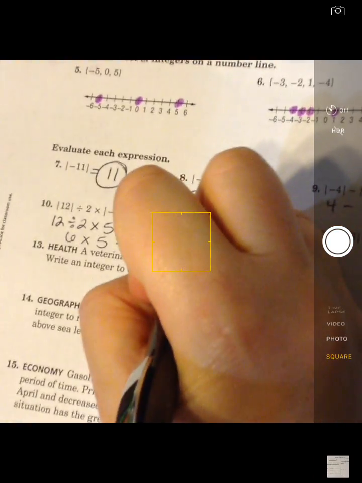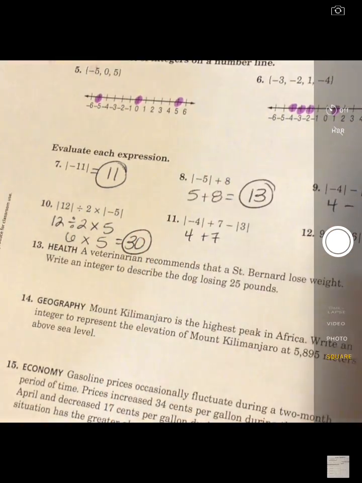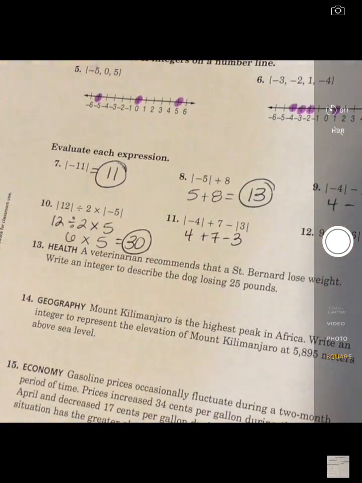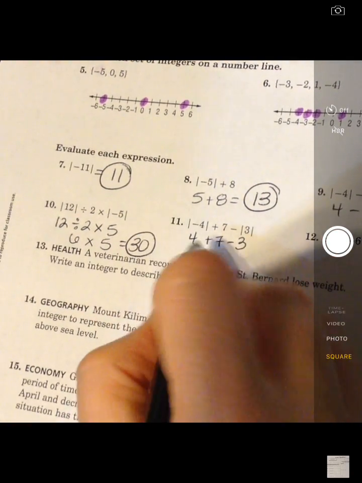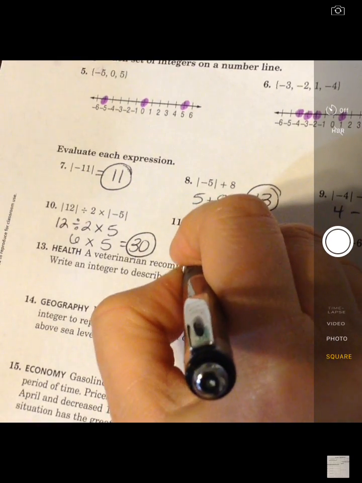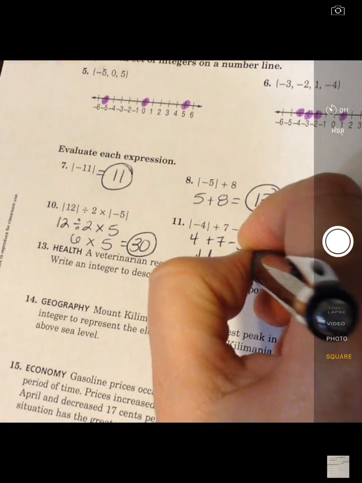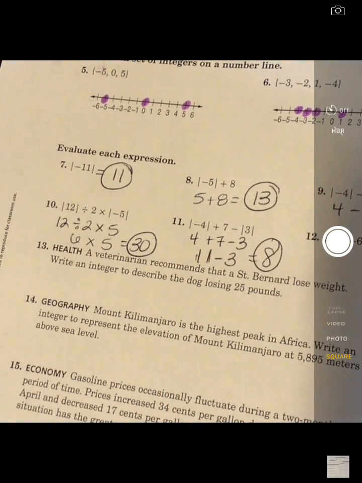Absolute value of negative 4 is positive 4, dropping down the 7. Absolute value of 3 is 3. Whatever comes first from left to right. So 7 plus 4 gives me 11. 11 minus 3 gives me 8.